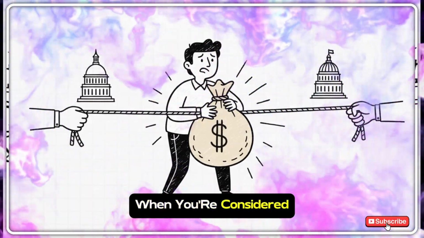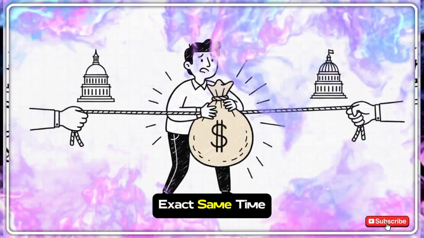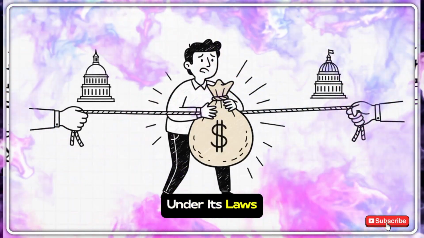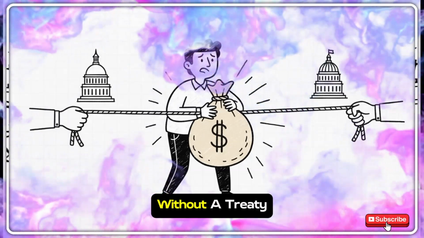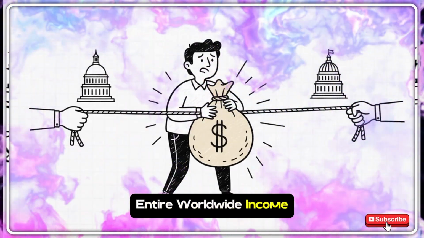This happens when you're considered a tax resident of the US under its laws, and at the exact same time, you're considered a tax resident of another country under its laws. You can imagine the nightmare. Without a treaty, both countries could claim the right to tax your entire worldwide income.